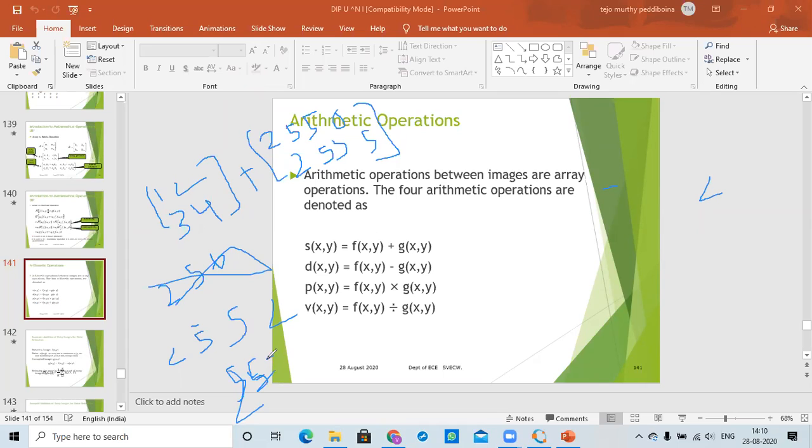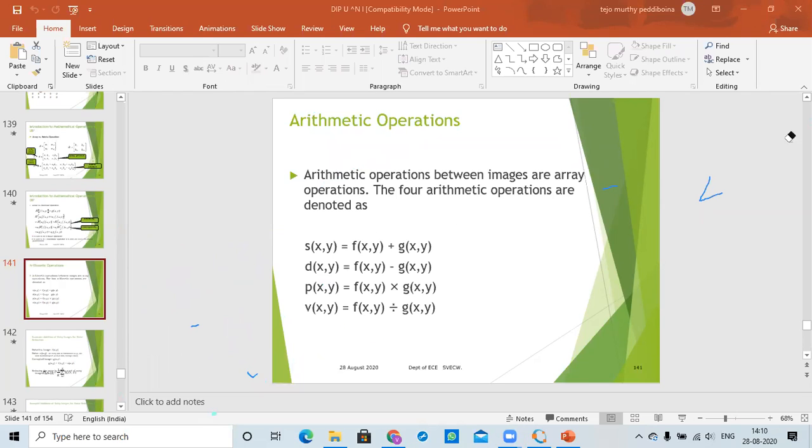Then 4 plus 5 is equivalent to 9. So in general, addition is also an element by element operation. Even though it is element by element, the precaution we have to take is: when the sum of the two pixel values exceeds the maximum limit, we have to restrict ourselves to the maximum value. If it is less than the minimum value, then we must restrict ourselves to the minimum value. That thing we have to take care of.